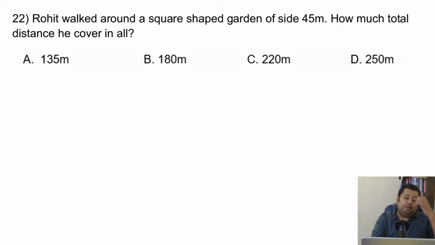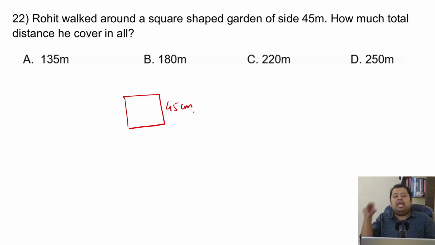Let's now go to question number 22. Rohit walked around a square shaped garden of side 45 centimeters. So this is a square. The side given here is 45 centimeters. So Rohit is walking around a square shape, right? How much total distance does he cover in all? Again, very simple one. Pause it, solve it, and then we look at the solution.